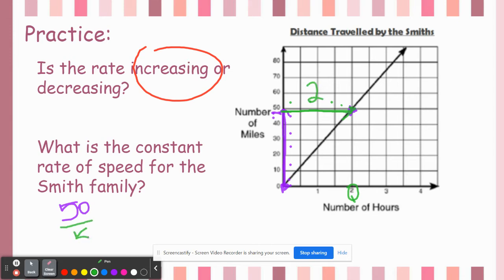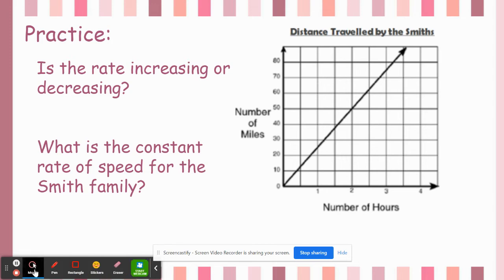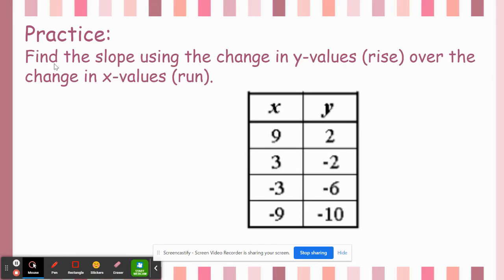So 50 over 2. So we're going to use Desmos to simplify that, 50 over 2, and it will give me 25. 25 what? Miles per what? Hour. So they traveled at 25 miles per hour. So they were traveling pretty slowly. Definitely not like me.